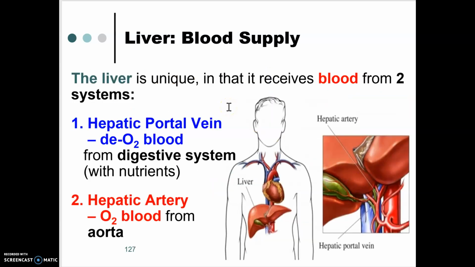Now, the next thing we'll talk about is the blood supply in the liver. The blood supply in the liver is quite unique, and that'll be the subject or the start of our next video.